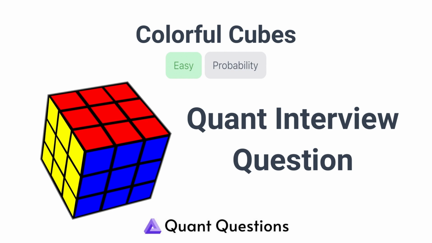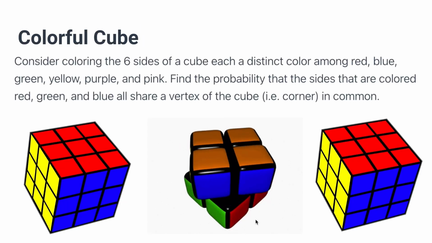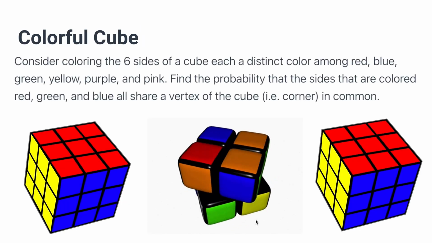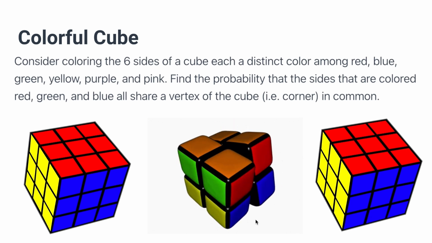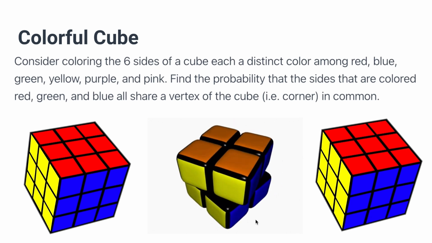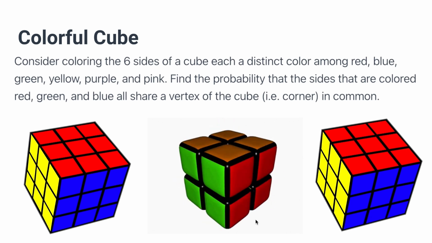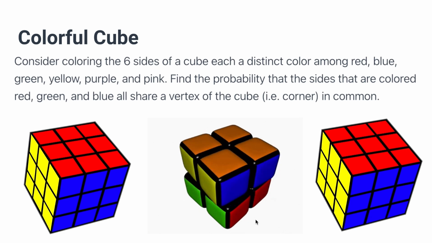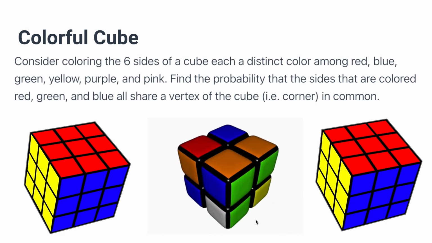Today's question is colorful cube. Consider coloring the 6 sides of a cube, each a distinct color among red, blue, green, yellow, purple, and pink. Find the probability that the sides that are colored red, green, and blue all share a vertex of the cube, or corner, in common.